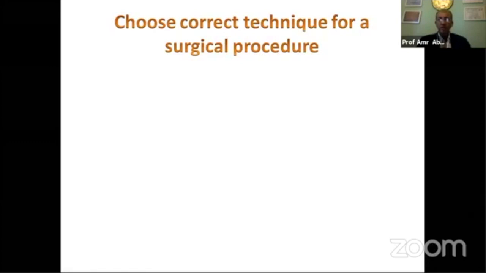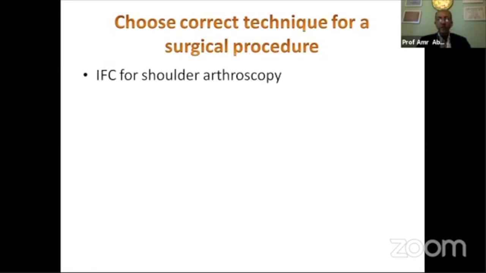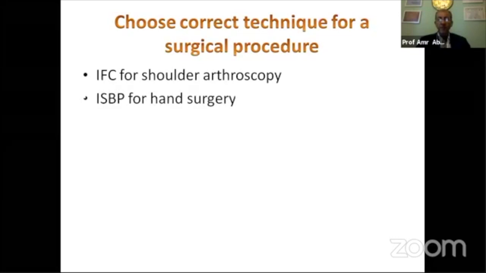Another thing to prevent failure of the block is to choose the correct block technique for the surgical procedure. For example, how about giving an infraclavicular brachial plexus block for a shoulder arthroscopy? Definitely you will end up with a failure of the block. Interscalene brachial plexus block for hand surgery can also give you a patchy block, a low density block, or even failure of the block.